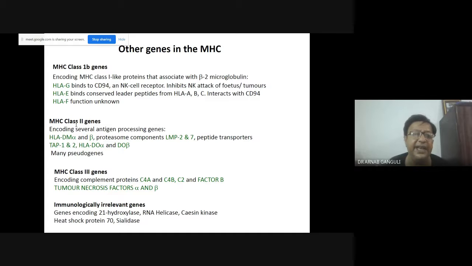Then you have MHC class 2 genes. They encode several antigen processing genes. HLA-DM alpha and beta. Proteasome components, LMP. Proteasome, what basically they destroy the proteins. A protein কাজ হয়ে গেলে, when the function is finished, if it stays, it will do its function for an extended amount of time, and that is harmful. You have to stop that from happening. So that protein has to be removed.